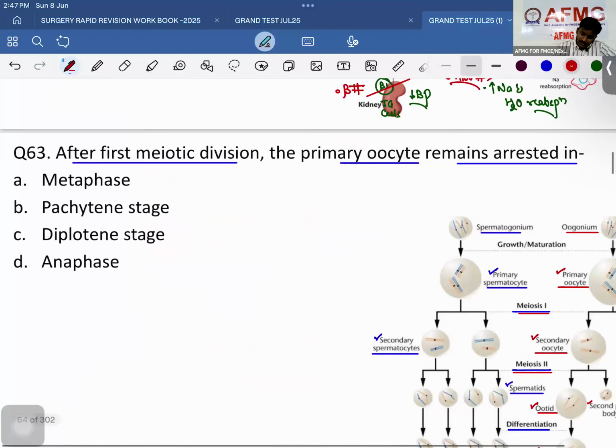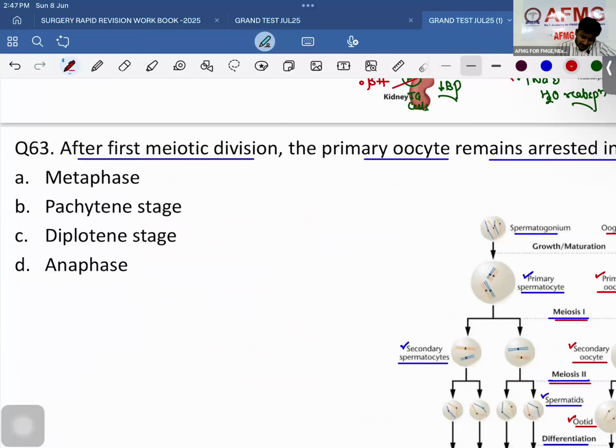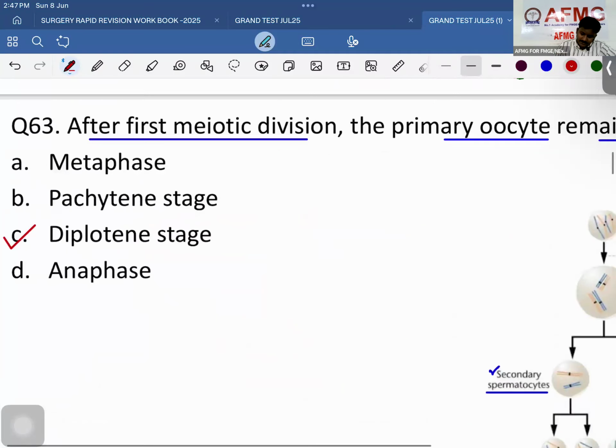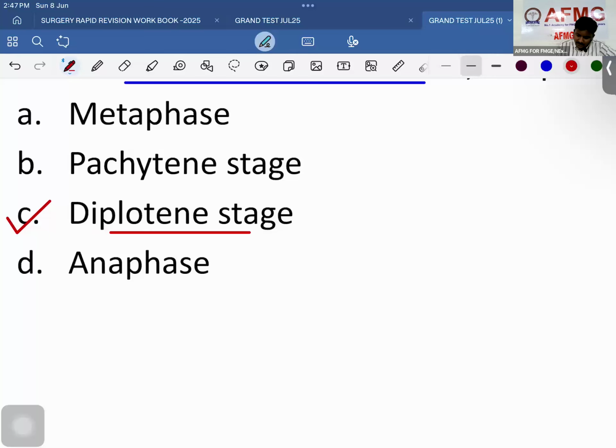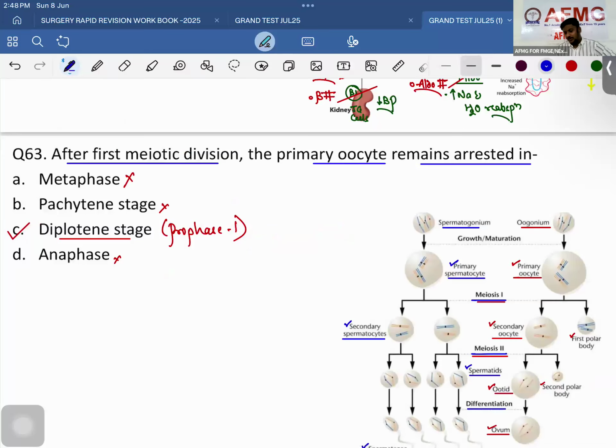Hopefully clear. So yaad rakhna, after the first meiotic division, the primary oocyte remains arrested in option C, that is diplotene stage of prophase 1 or 2? 1. Diplotene stage of prophase 1, beta. In metaphase 2 the secondary oocyte gets arrested, not the primary oocyte. That is what is important to be remembered. So answer has to be option C for this question.